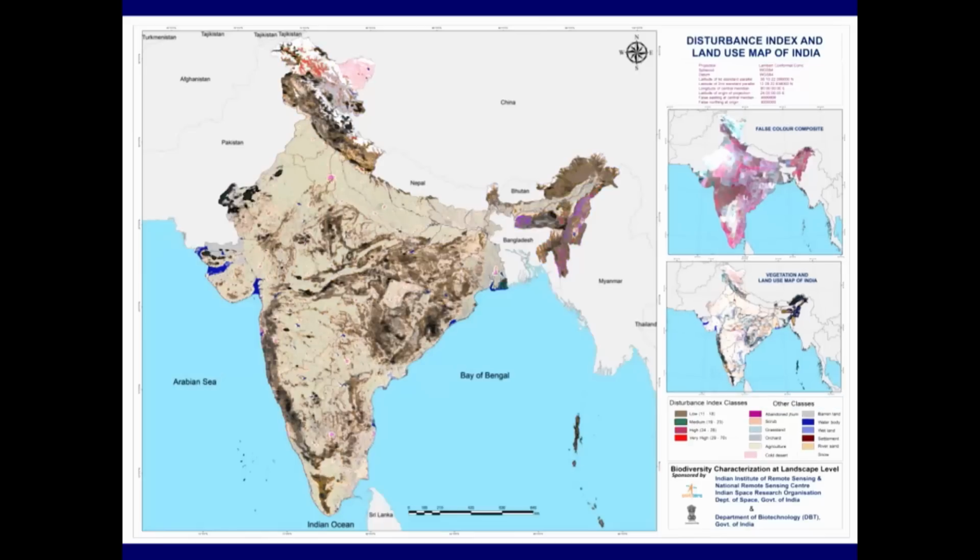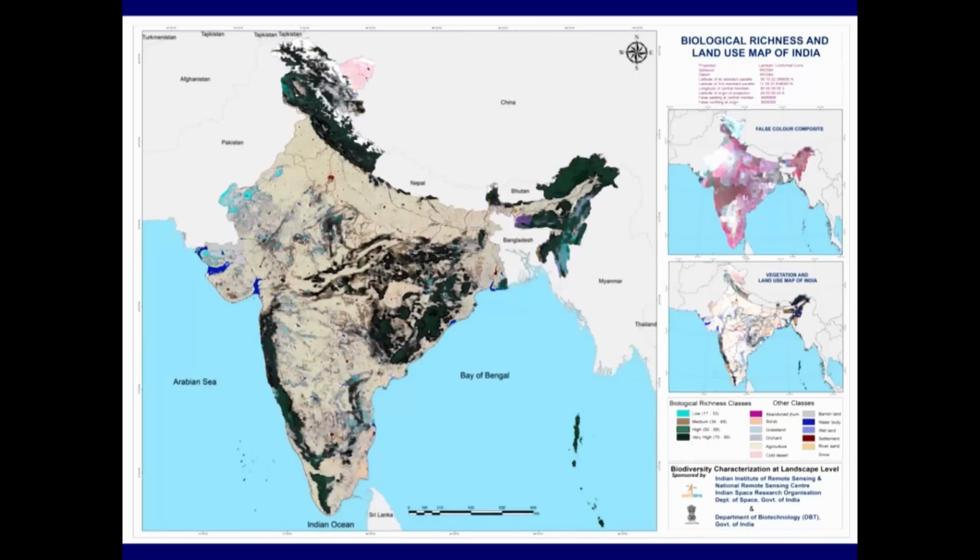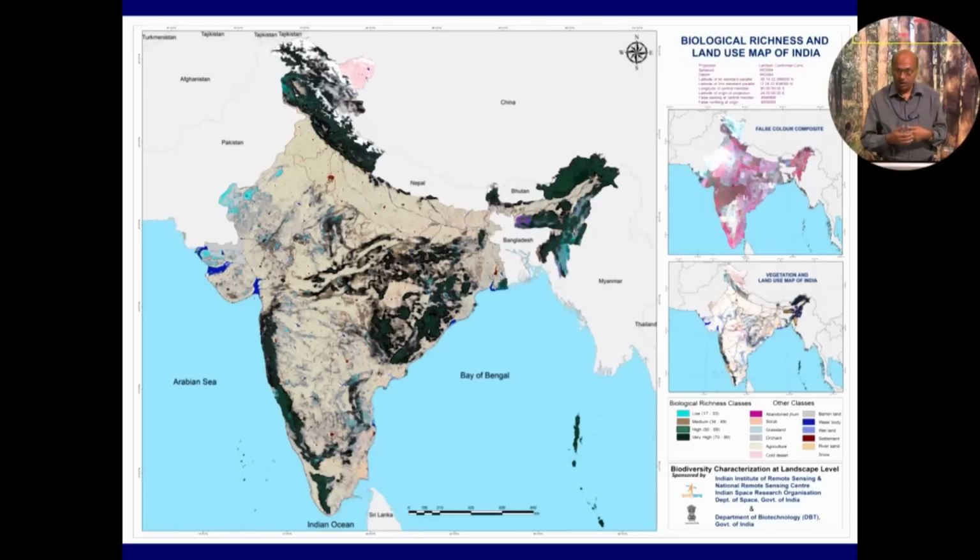So that's how we have done, similarly for the disturbance and similarly for the biological richness. For the entire country, these kinds of maps are available. If you go to BIS, the Biodiversity Information System which we have developed, bisindia.org, you will get all these maps. Even IBIN, Indian Bioresource Information Network, I think there will be some lecture on it. All these layers are also available there.